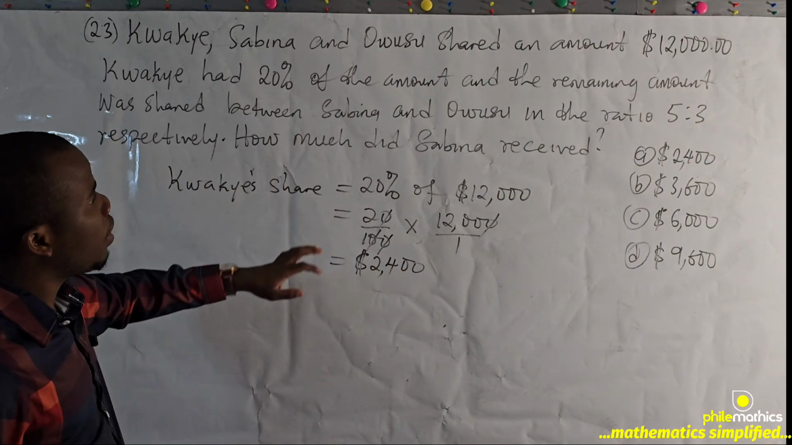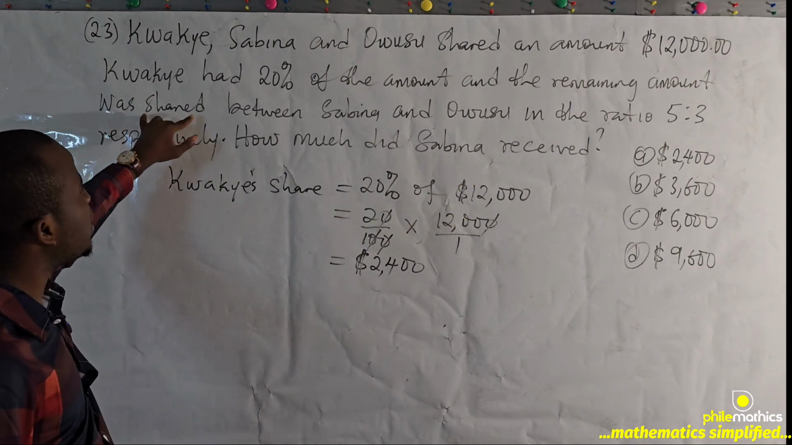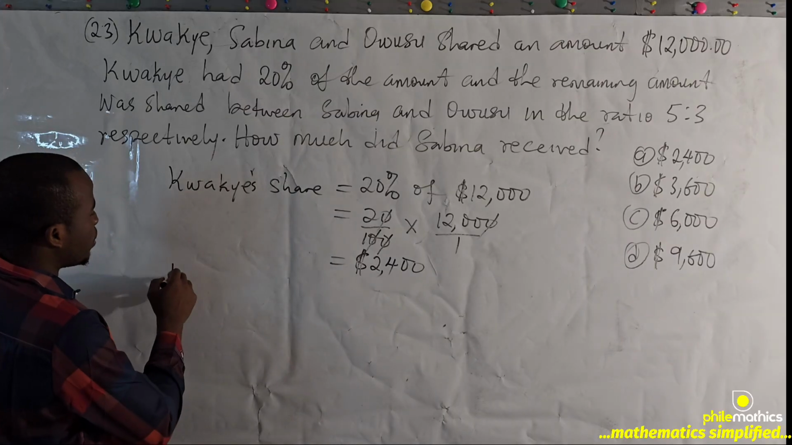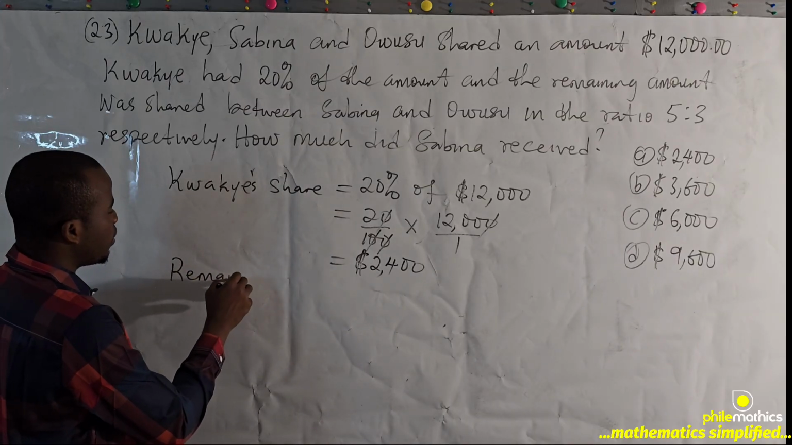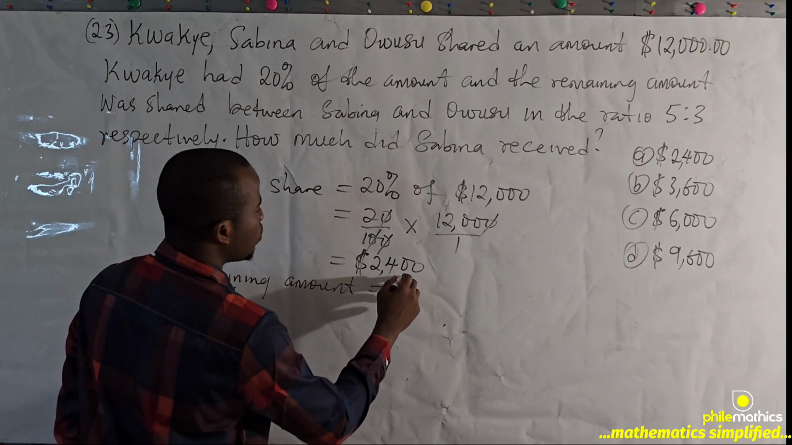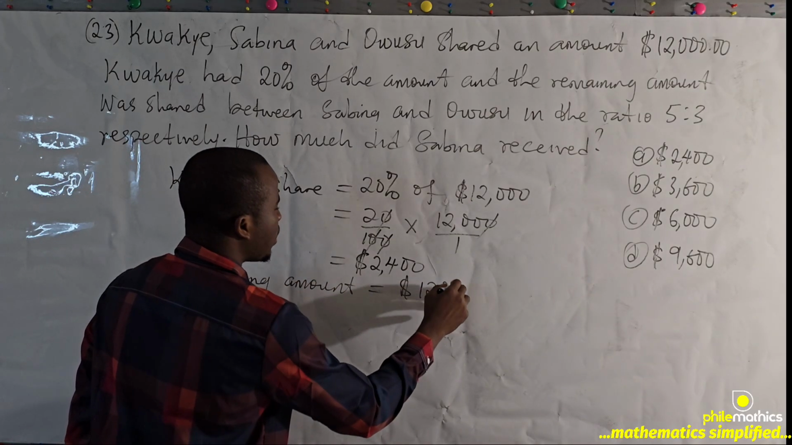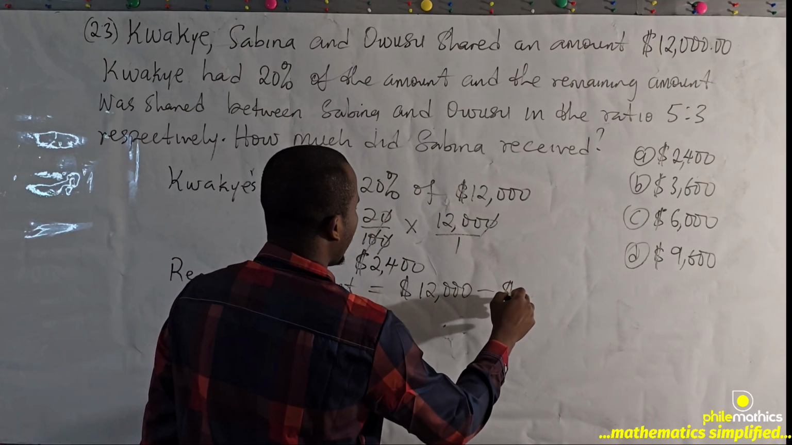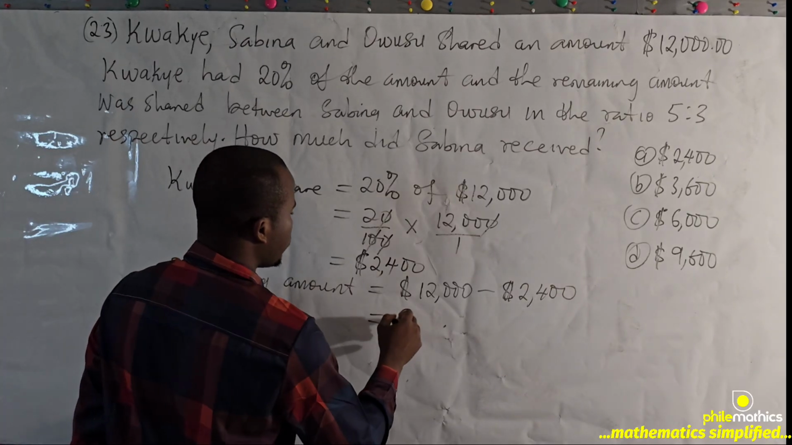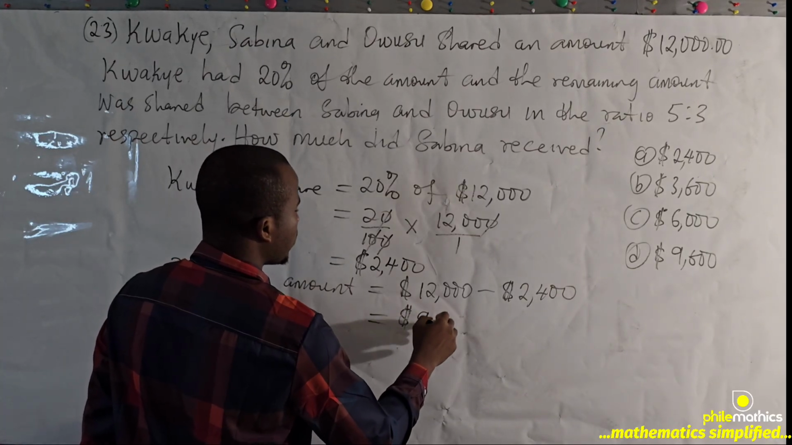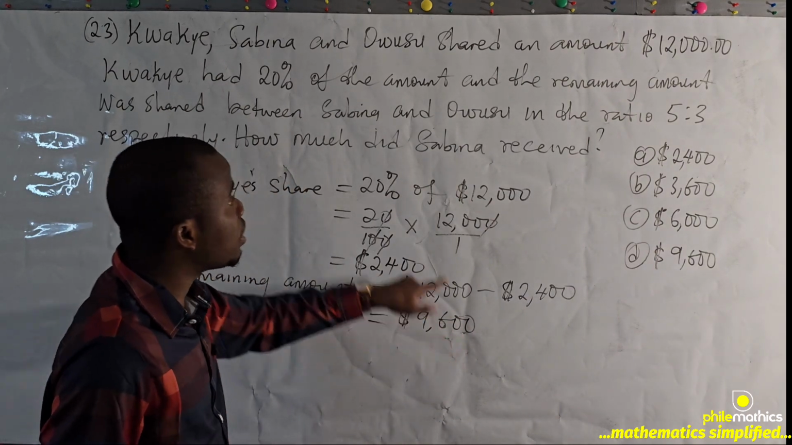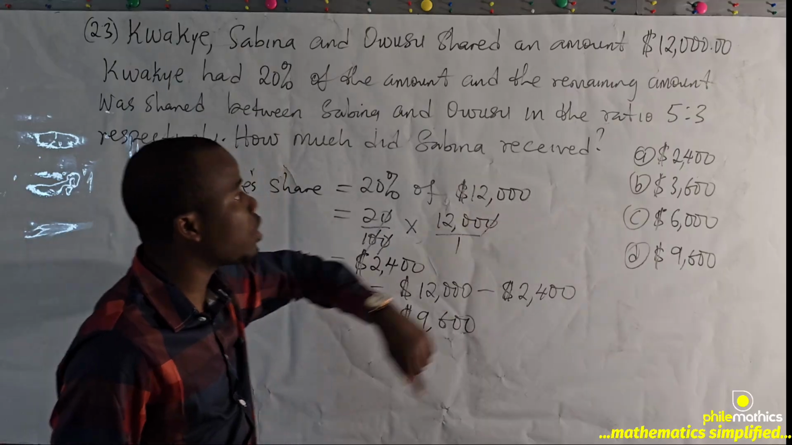Okay. And the remaining amount was shared between Sabina and Owusu. Let's get what the remaining amount will be. Remaining amount will be $12,000 minus Kwakwe's share. This will leave us with $9,600. And this was what was shared between Sabina and Owusu in the ratio of 5:3.